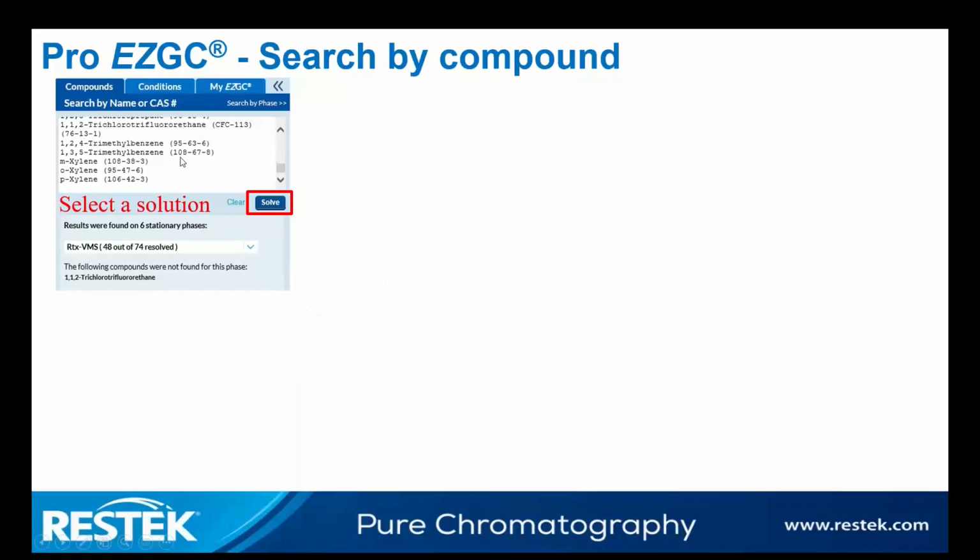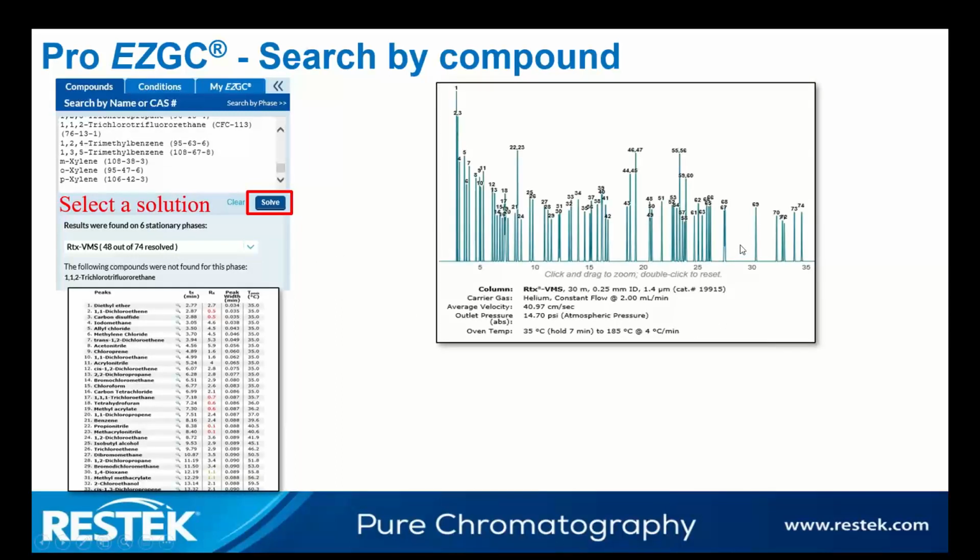So on here, we've entered in this large list. In this case, it's 74 compounds, and we hit solve. And once we hit solve, it basically says that 48 of these 74 compounds have been resolved. And this is the result that it gives us.